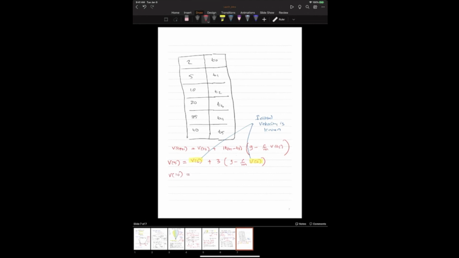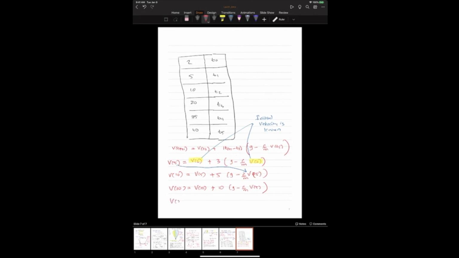Okay, the second equation: V10 is V5 plus (10 minus 5, which is 5) times (g − (c/m) V5). V5 will come from the previous equation. And then V20 is V10 plus (20 minus 10, which is 10) times (g − (c/m) V10).